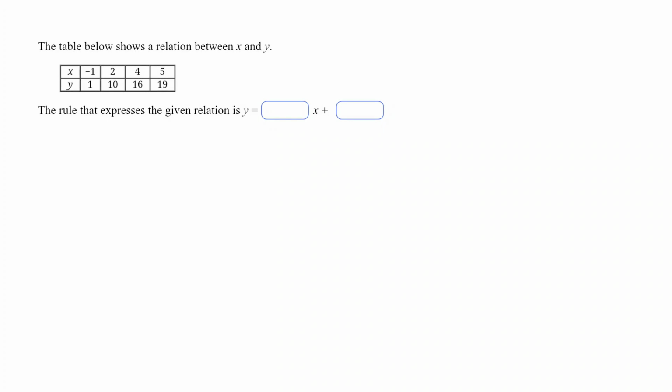Let's have a look at this question. We are going to find the rule, or equation that connects x and y. Since this is a linear relationship, we are looking for a rule in the form y equals mx plus b. Think of m as the slope, how much y changes for every one step x takes, and b as the starting point, where x equals 0.